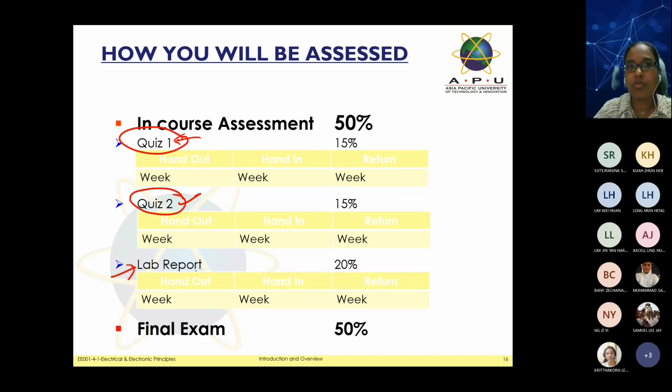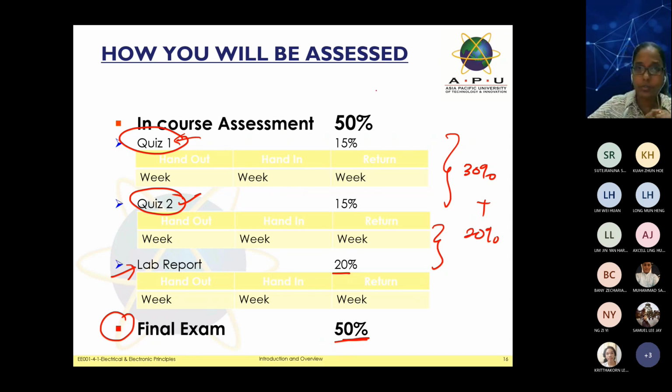And the next one, your final exam. Take note, the last part, the final exam is 50%. If you have a look at your assessment, your quiz 1 is 15, not 50, 15. Quiz 2 is also 15. Your lab report will be 20%. So your quizzes are 30%, plus your lab report 20%, so your in-course is 50%. Your final exam is 50%. I informed you earlier.